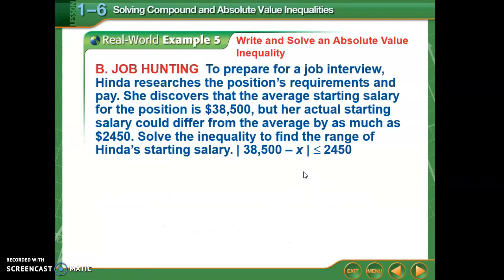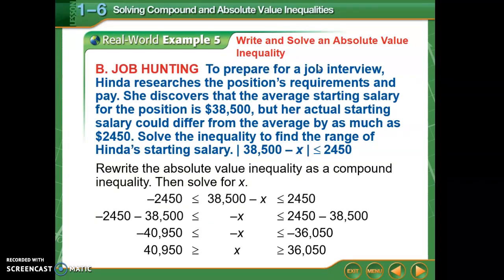Next is a word problem. To prepare for a job interview, Hinda researches the position's requirements and pay, and she discovers that. Okay, so you have to rewrite the absolute value inequality since this is less than or equal. So 2450, your first lower limit here is -2450. Bring down 38,500 - x less than 2450 positive. Because this is the less than, you're gonna use the AND compound inequality. And then subtract 38,500 and then make your x positive.